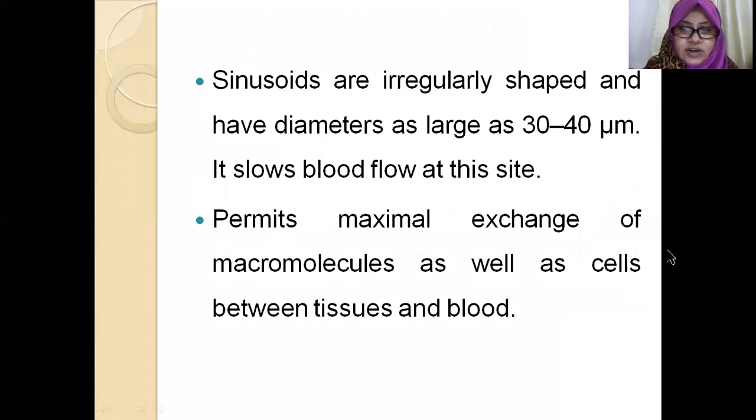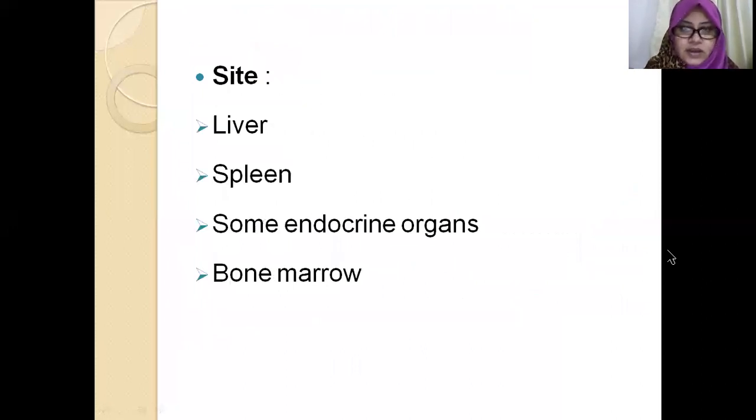Sinusoids are irregularly shaped and have diameters as large as 30 to 40 micrometers. It slows blood flow at this site. They permit maximal exchange of macromolecules as well as cells between tissues and blood. This type of discontinuous sinusoidal capillary can be found in the liver, spleen, some endocrine organs, and in bone marrow.